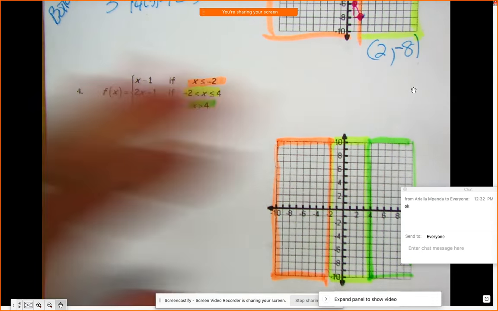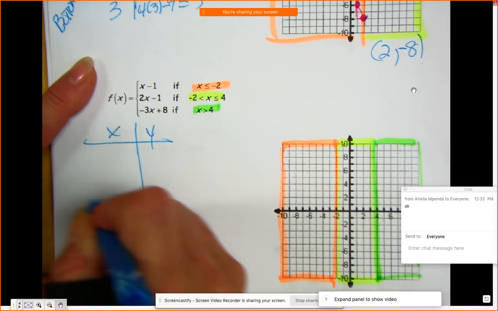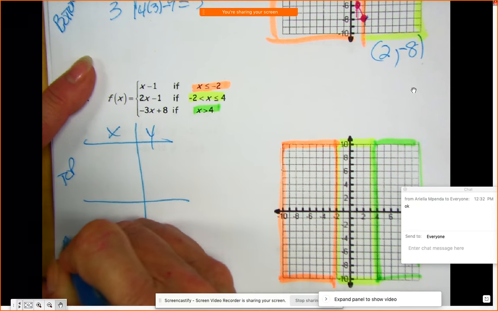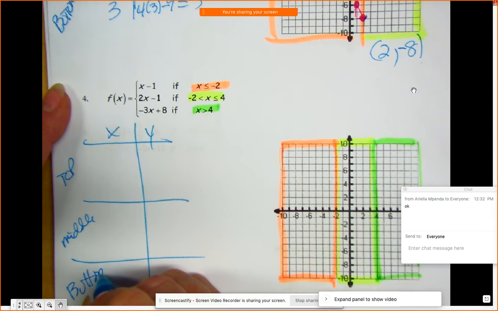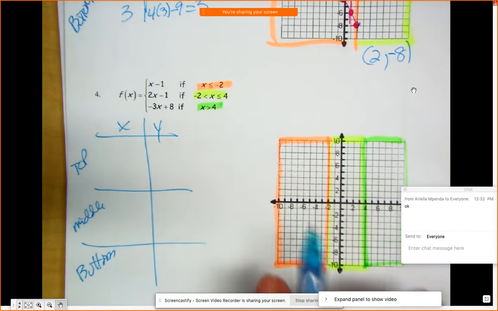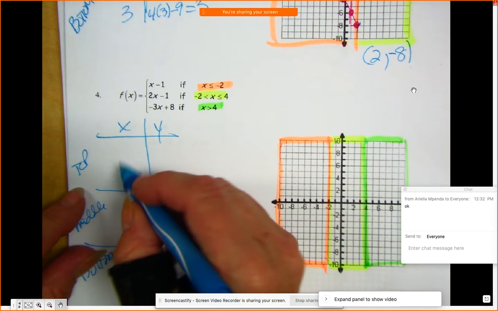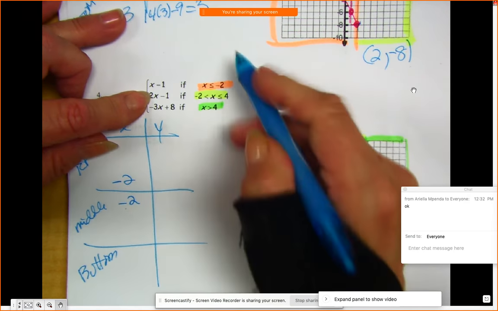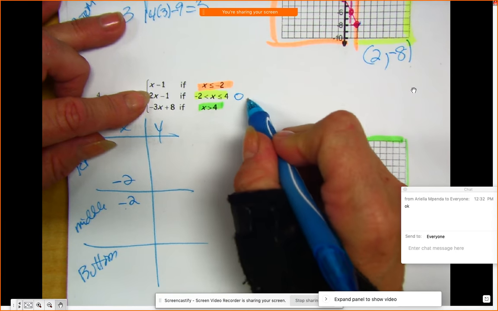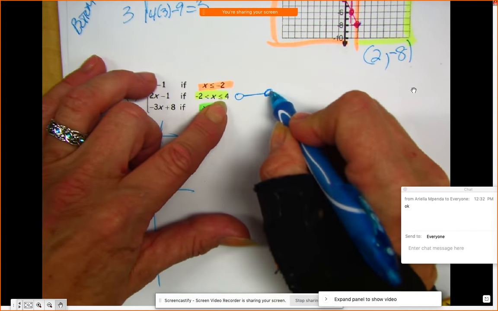Okay, now I is ready. I'm going to make a table of values. X, Y. I'm going to do the top, the middle, and then the bottom. Now here's something that's interesting. Whenever I have this many, I have two boundaries. -2 needs to go into the top one and the middle one. Because I need to know, obviously, the bottom one is going to be the open circle. And then it's going to go over, I don't know what it's going to do, but I promise you when we get to the 4, it gets to be a solid circle.